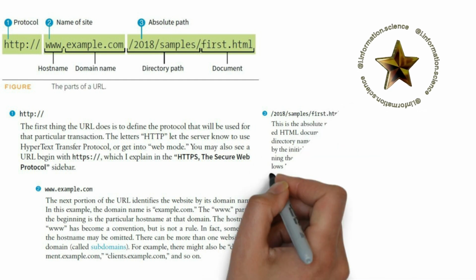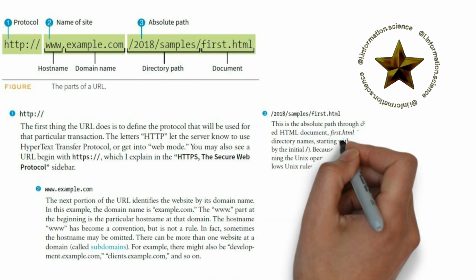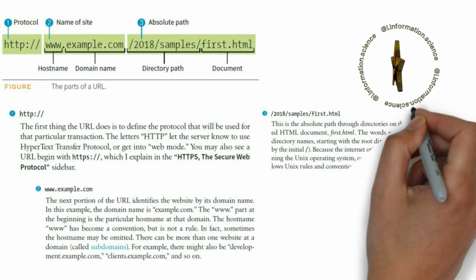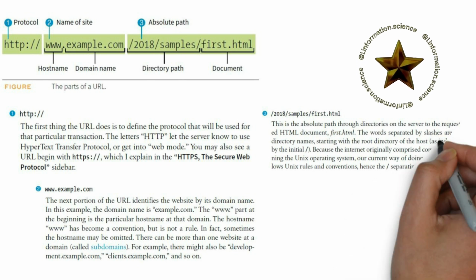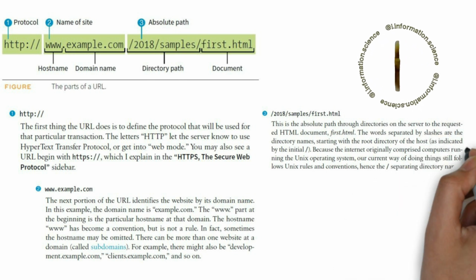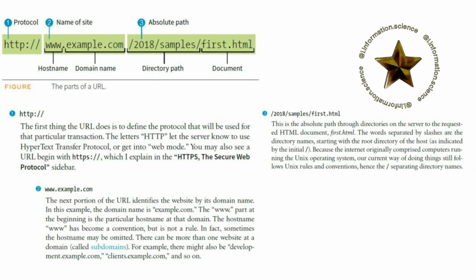3. /2018/samples/first.html. This is the absolute path through directories on the server to the requested HTML document, first.html. The words separated by slashes are the directory names, starting with the root directory of the host, as indicated by the initial slash. Because the Internet originally comprised computers running the Unix operating system, our current way of doing things still follows Unix rules and conventions, hence the slashes separating directory names.